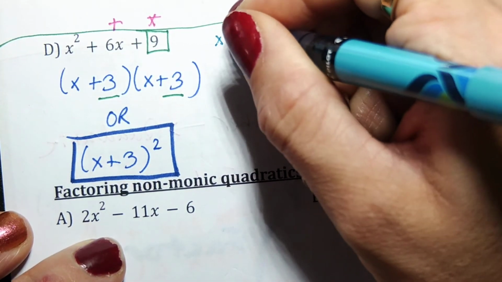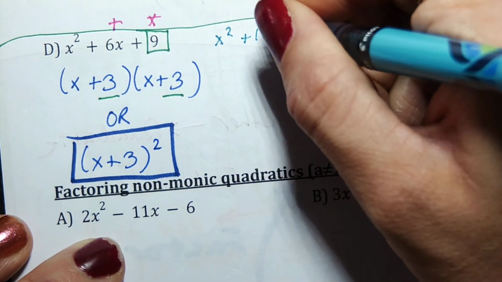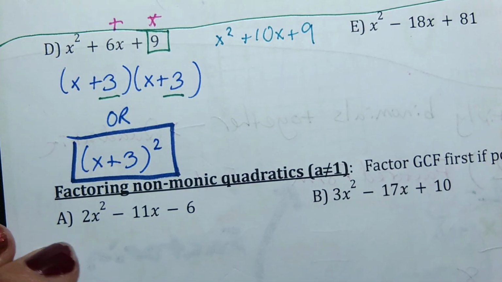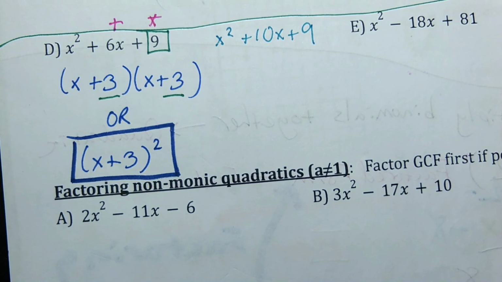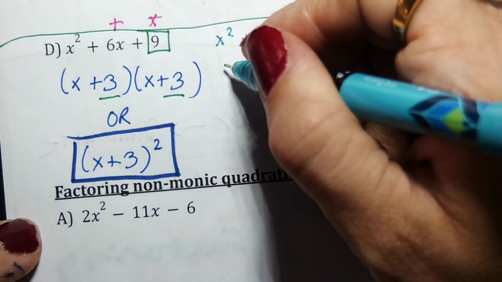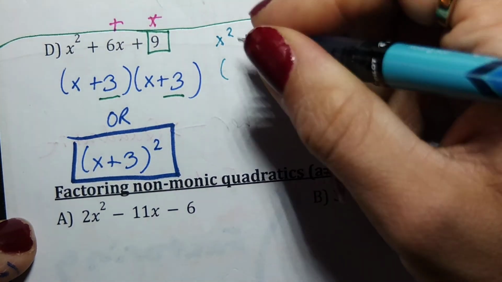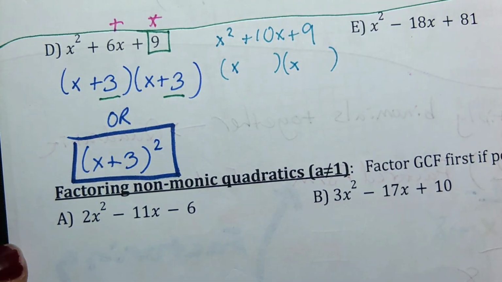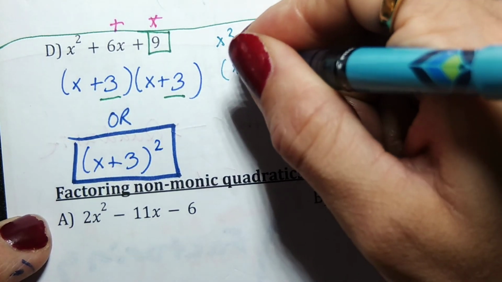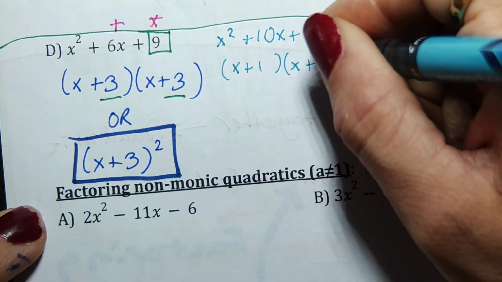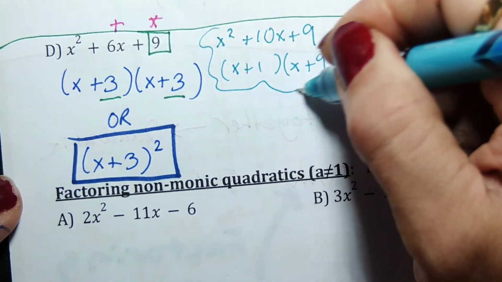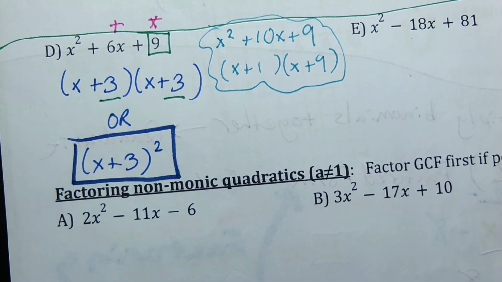For example, if I had x squared plus 10x plus 9. Does 3 and 3 work for this one? No, 9 is still a perfect square. What would be the pair of numbers that work? Product of 9, sum of 10, would be x plus 1 and x plus 9. So you could draw a little cloud around that. So knowing that your C value is a perfect square won't always take you directly to the factors, but it does give you kind of a nice place to start.